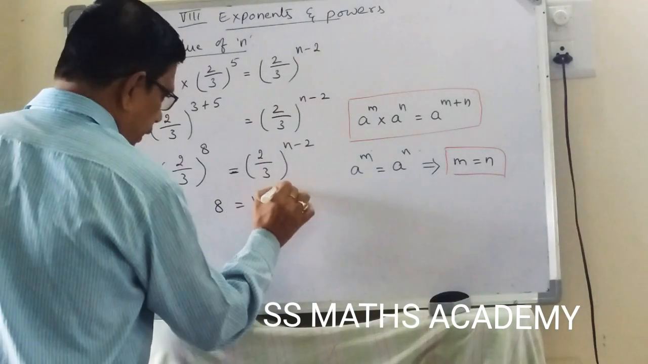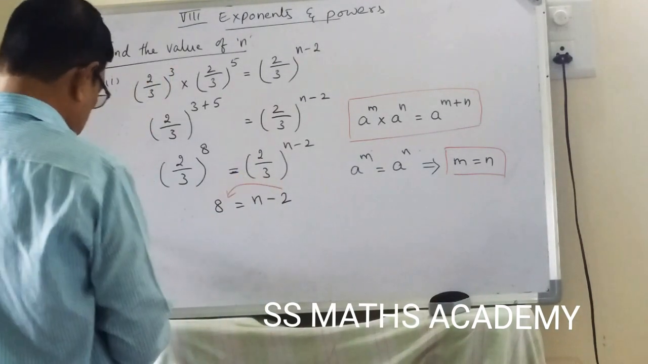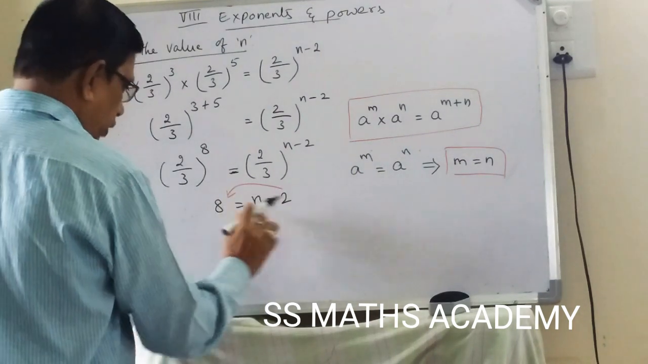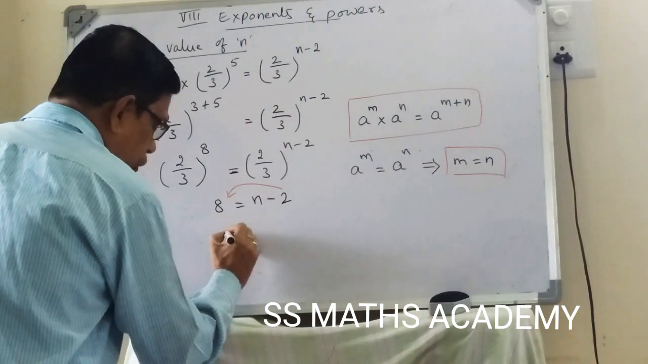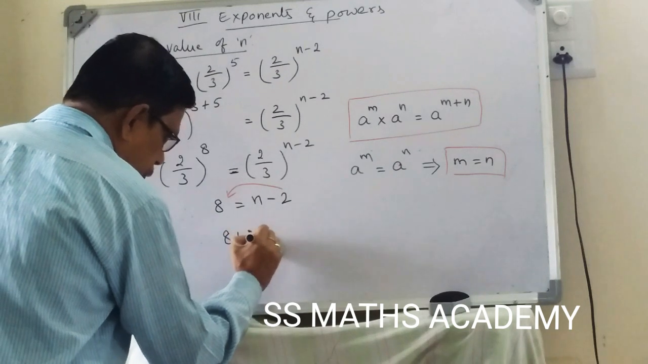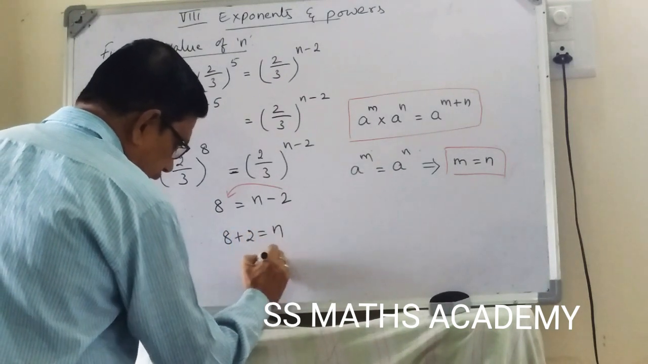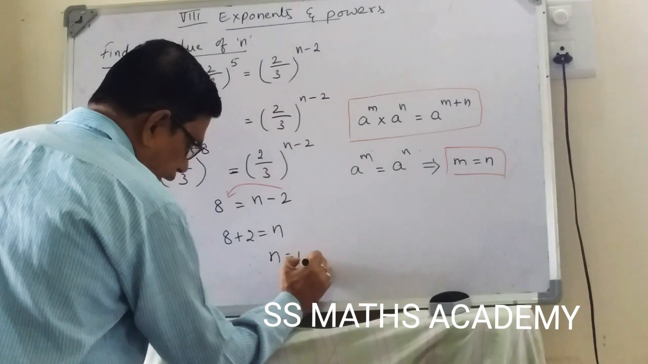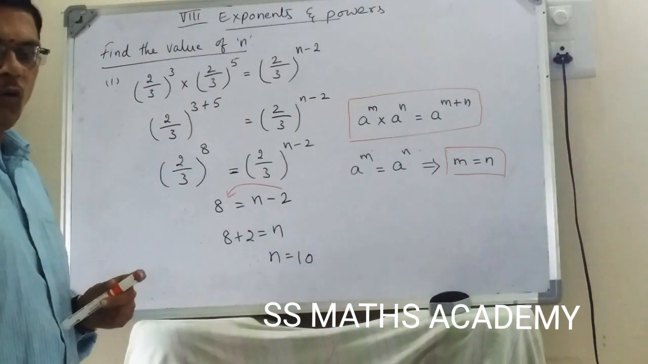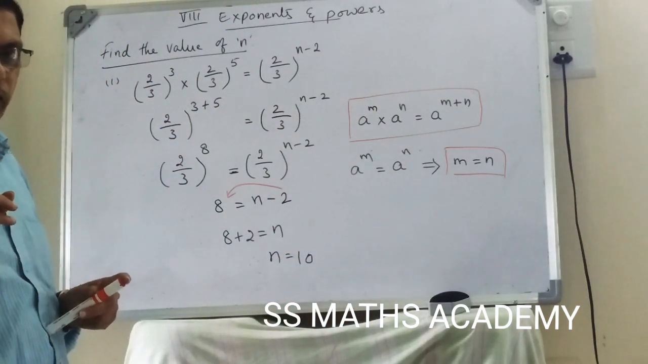Therefore, 8 is equal to n minus 2. If you bring 2 this side, the minus 2 will become plus 2. Therefore, 8 plus 2 is equal to n. So n is equal to 8 plus 2, which is 10. What is the n value? n is equal to 10.